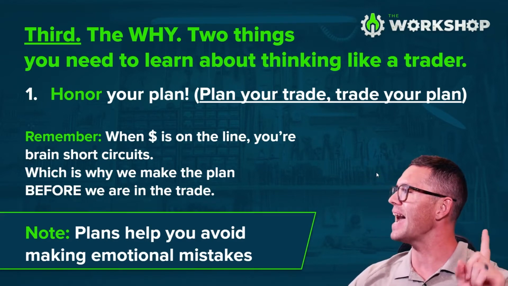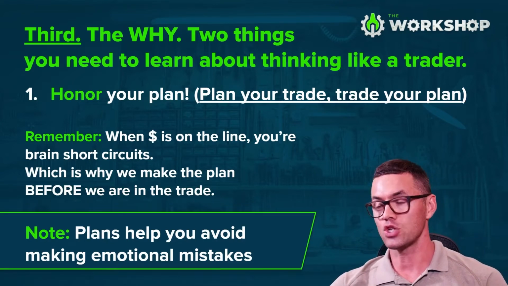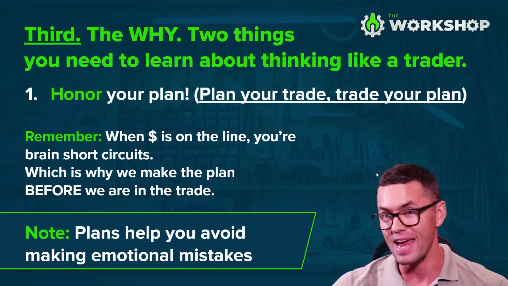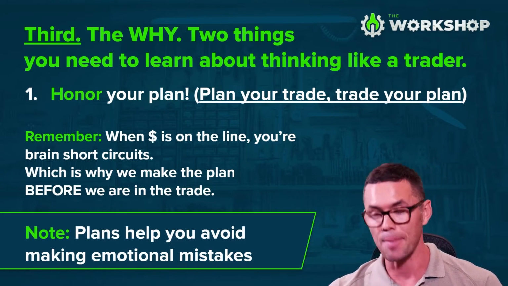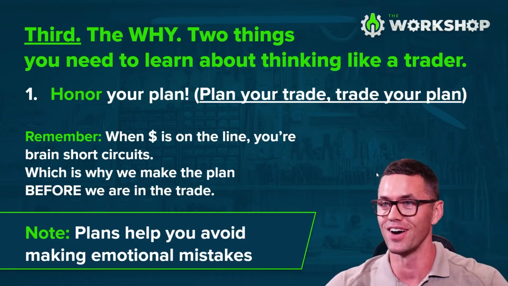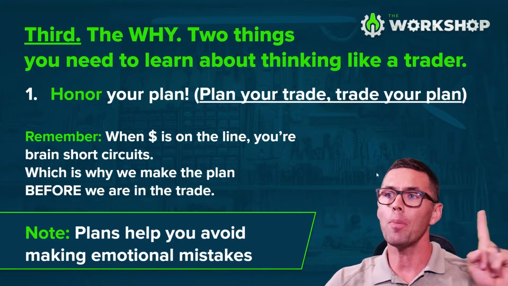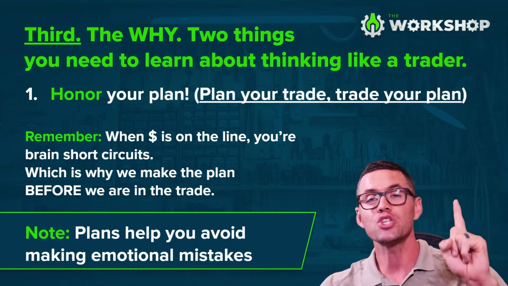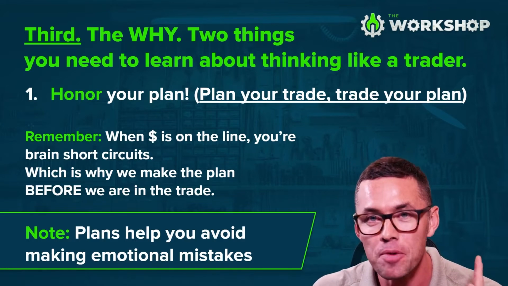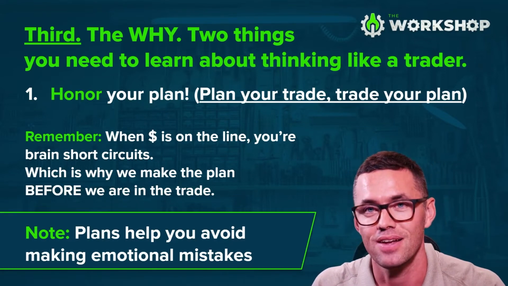I think it was Mike Tyson who said, everybody's got a plan until they get punched in the nose. It's great to say what you're about to do in the fight. It's different when someone hits you in the face. All right, I know that's happened. I have brothers, okay? So plans help you avoid making emotional mistakes, which is why we make the plan before we get in the trade, all right?